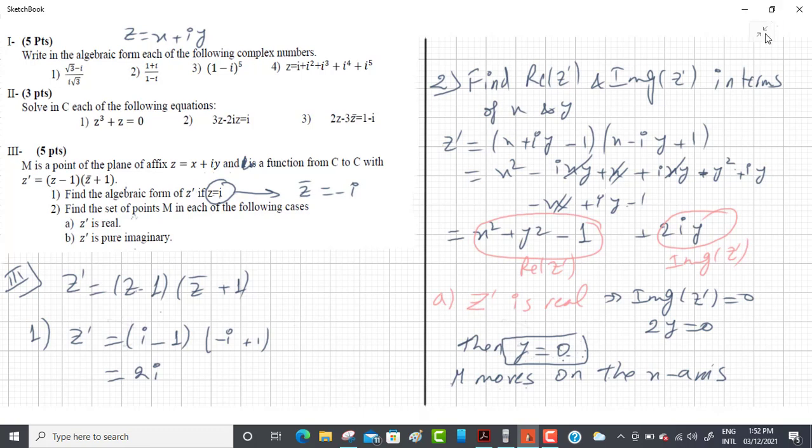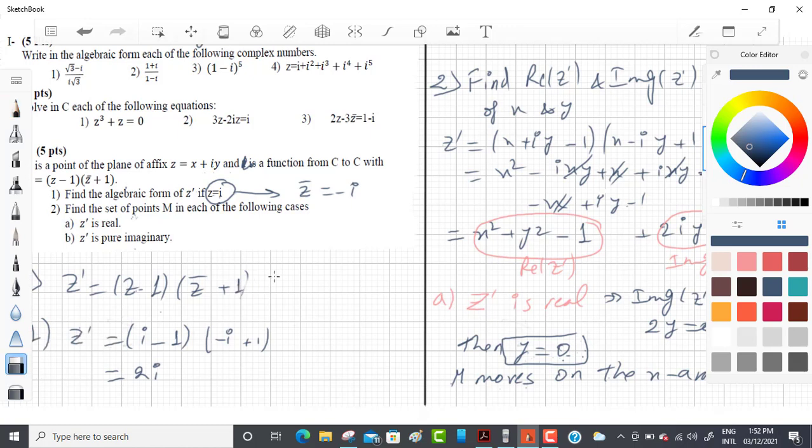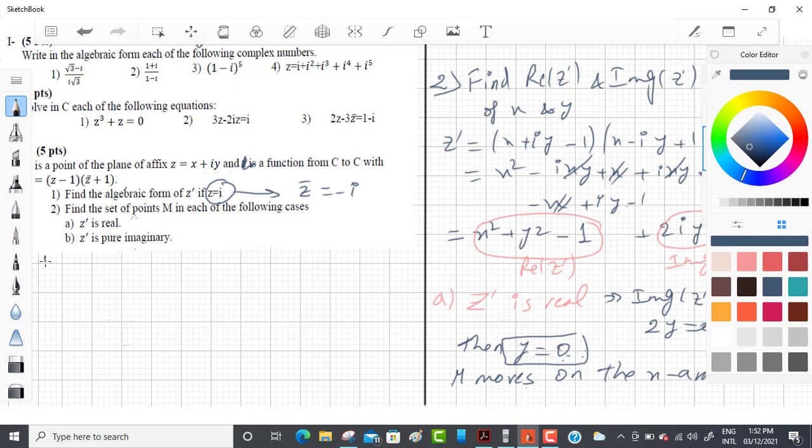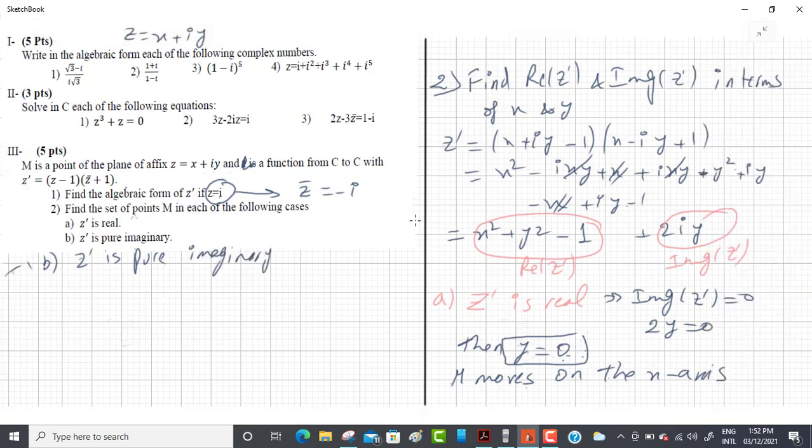Now part B. Part B: find the set of M if z prime is pure imaginary. Z prime is pure imaginary. We said in the explanation of the chapter that a number is pure imaginary if the real part of z prime equals 0 and the imaginary part of z prime is not equal to 0.